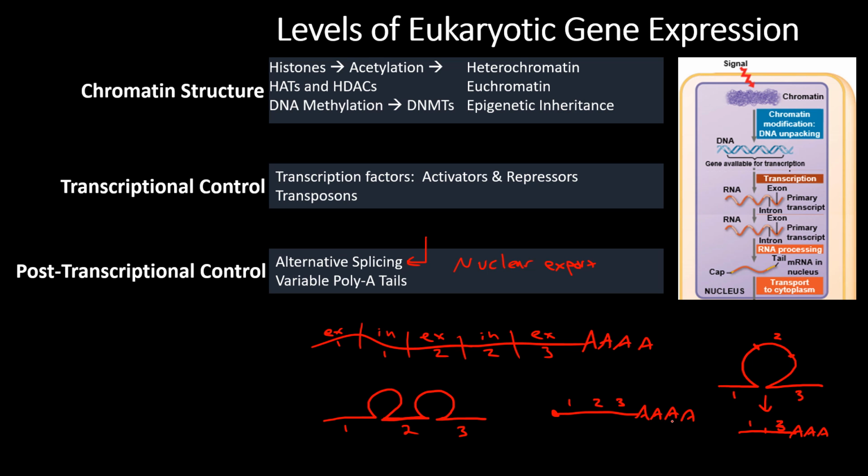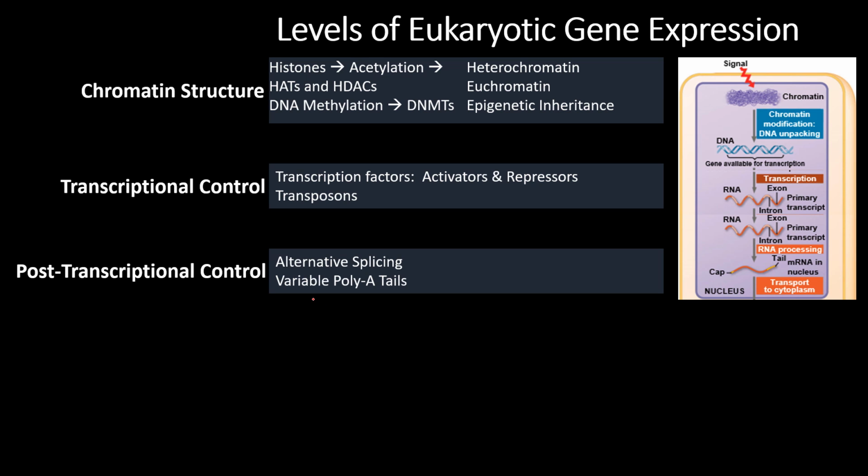Okay, so this is alternative splicing. And this is another means of regulating gene expression. Okay, variable poly A tails, the name says it all. You can see here's the cap, here's the codon, here's the spliced final product, and then there's some poly A tail. And that poly A tail could be really long, or it could be really short.